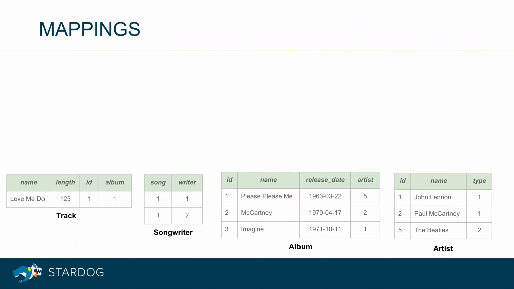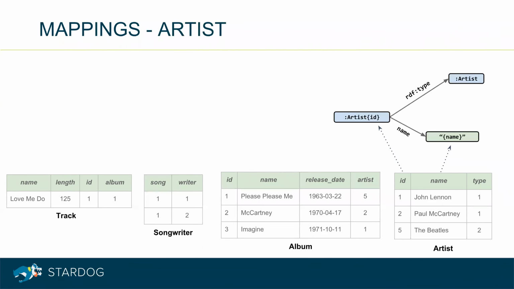So when we map a table to RDF, typically there's an RDFS class corresponding to the table that we are mapping. In the artist table, we actually have two different types. We have both solo artists, John Lennon, Paul McCartney, and also bands like the Beatles. And the type column is differentiating these different types. But for now, let's ignore that column and just simply assume we'll use the artist class for all the rows.